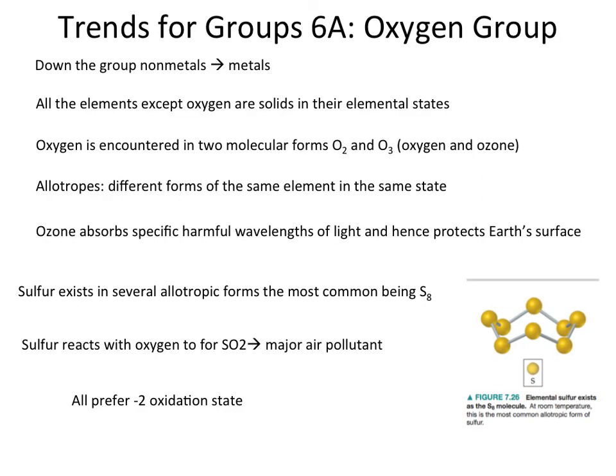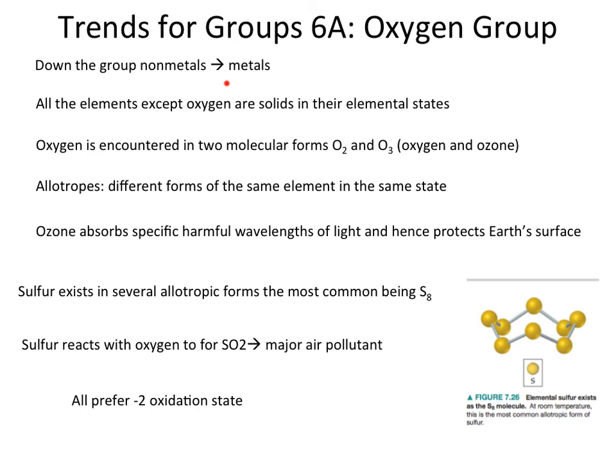So, trends for the group 6A elements, otherwise known as the oxygen group, start with elements with non-metal characteristics up at the top, and as you approach the bottom, the characteristics become more metallic. All of the elements except oxygen are solids in their elemental state.